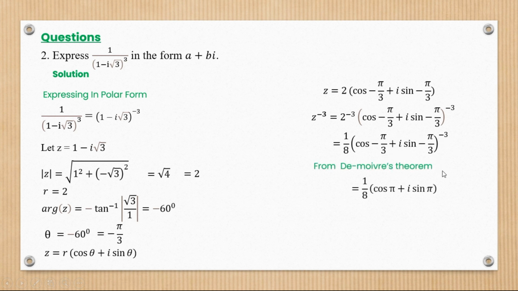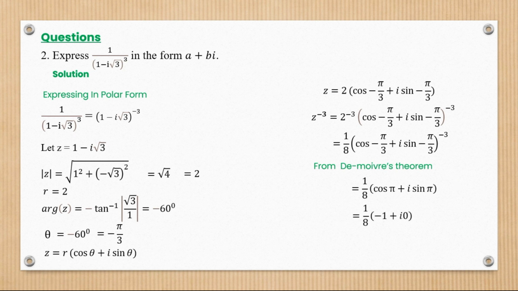So from our knowledge of De Moivre's theorem, again we can bring this negative 3 inside. When we multiply it in, the 3's will cancel here, so we're left with pi, and here the 3's also cancel and we're left with pi. And since this is a negative and this is a negative, we're left with positive signs. So that's what it becomes.